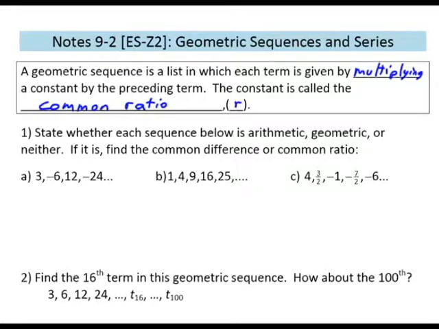It's important to be able to look at a sequence and tell whether it's arithmetic, geometric, or neither. To do that, we look at the common differences to see if there is one, and we look at the common ratios to see if there is one. Feel free to pause and try it before I finish.